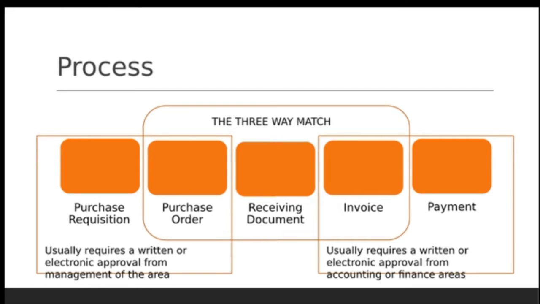They could be handwritten documents. They could be a mixture of printed documents and handwritten documents. They could also be electronic, with electronic workflow or approvals that happen through a larger system like SAP. So that's the purchase requisition and purchase order.